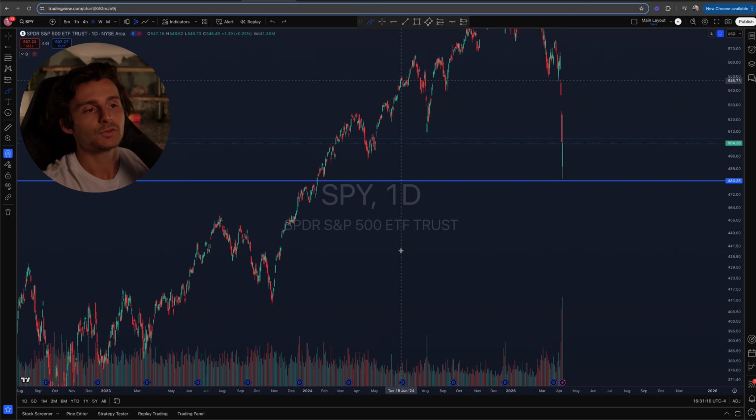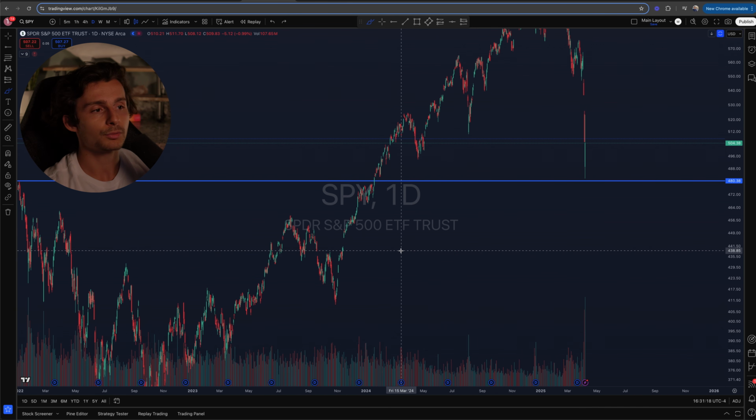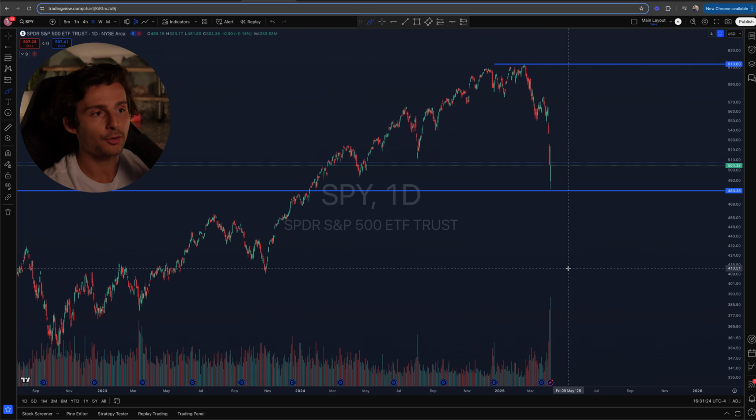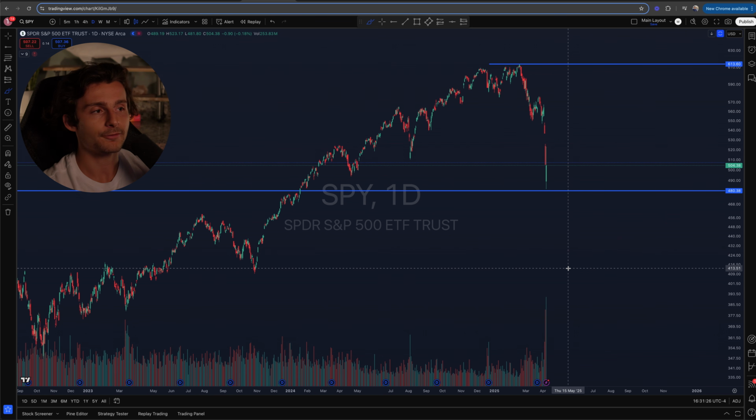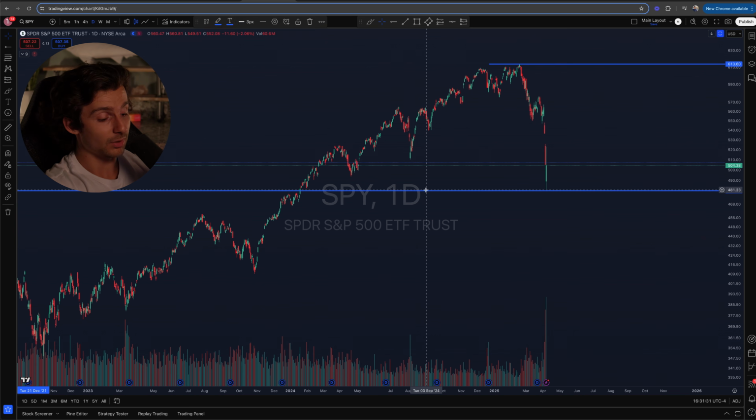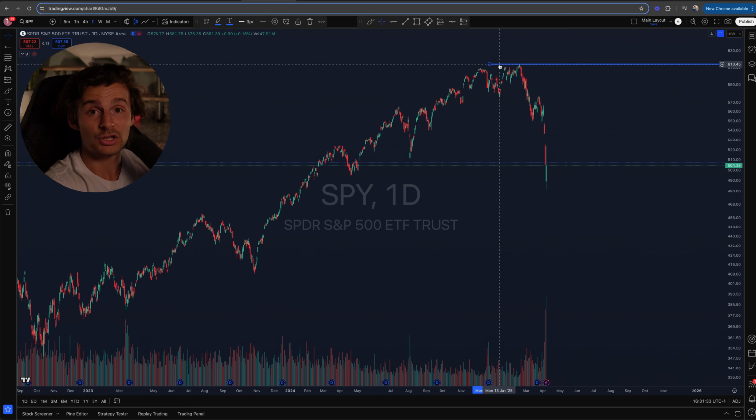And so think of key levels as prior all-time highs, prior lows, prior bounce points on high volume, prior rejection points on high volume. These are all key levels. And again, what key levels you like to look at really comes down to what you think is most important.